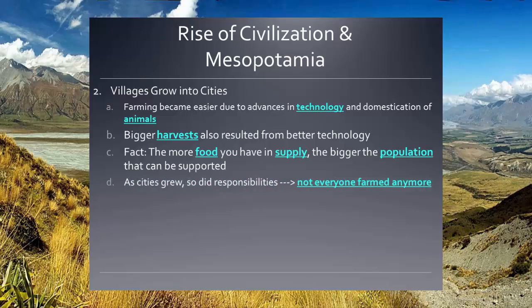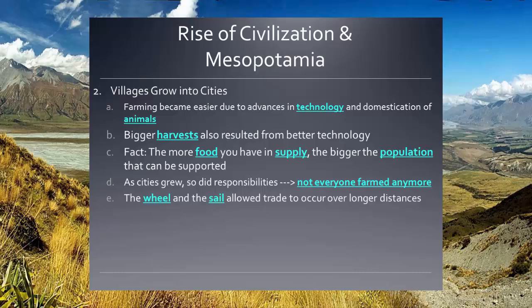As cities grew, so did the responsibilities of those who lived there. Not everyone needed to farm. One farmer could create enough food for maybe 10 people. There was no point to having so much food. The technology of the wheel and the sail allowed for trade to occur over long distances. We'll talk more about this later.